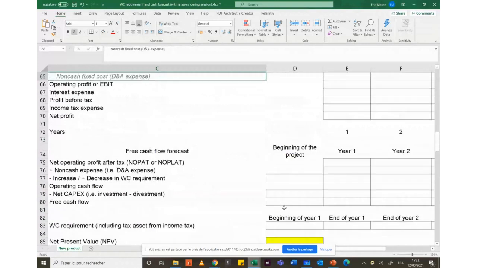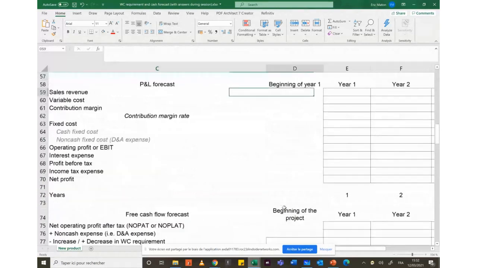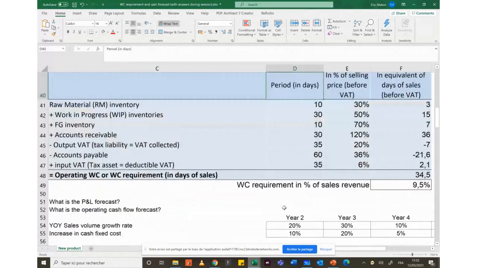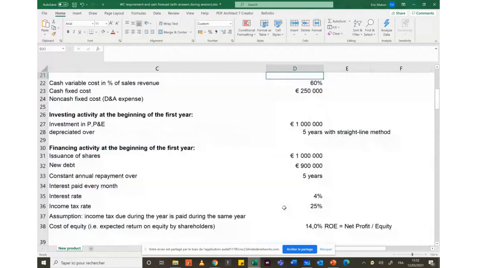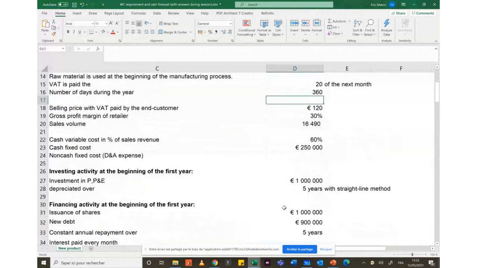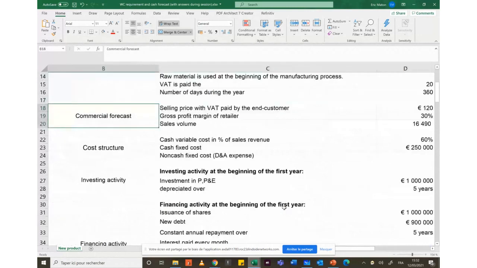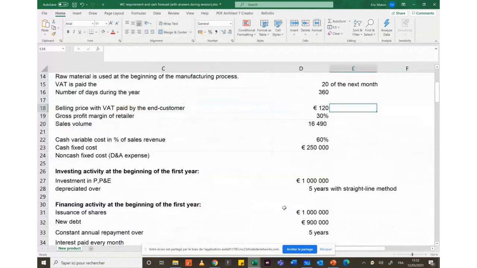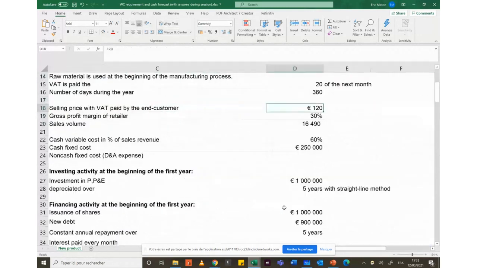So for the sales revenue, suppose we are a producer and we don't sell directly to the end customer. We created a marketing study in order to estimate what the customer wants to pay. If we propose 120 euros to the customer, we should be able to have a sales volume of 16,490.